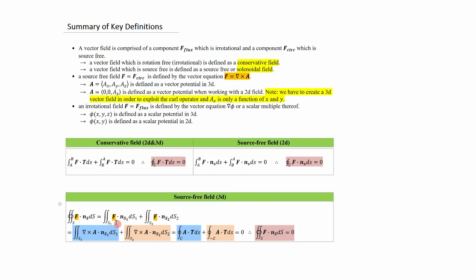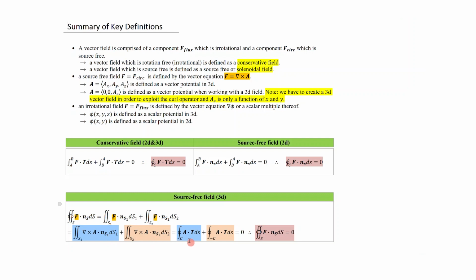All right, so if we look at this source-free field, we know that F is of the form curl of A, which dictates that it is a source-free field. So we'd have curl of A substituting for F here, and here. This is over surface 1, this is over surface 2. But by Stokes' theorem, this open surface integral can be expressed as a closed contour line integral of this form. And similarly for this surface integral. The only difference is that the surface area vector for one is pointing up and the other is pointing down.